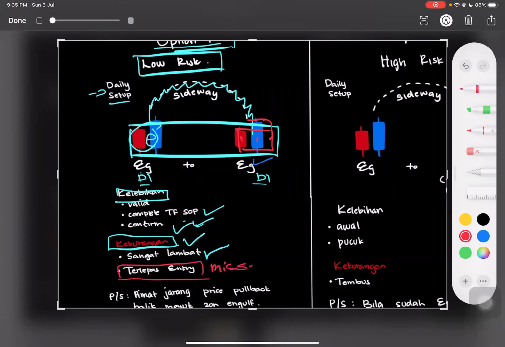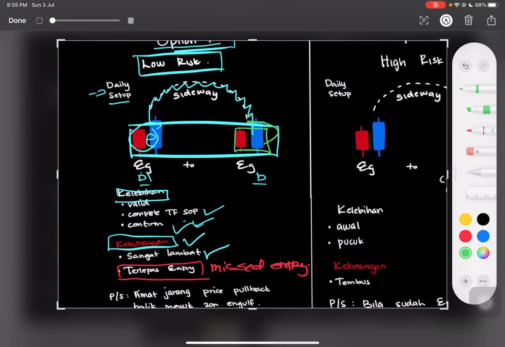You can easily miss your entry. Why? Sometimes, when they try to do the engulfing buy, the normal thing we use is this: after the price creates the engulfing buy and closes, we need to wait for the pullback for us to enter.